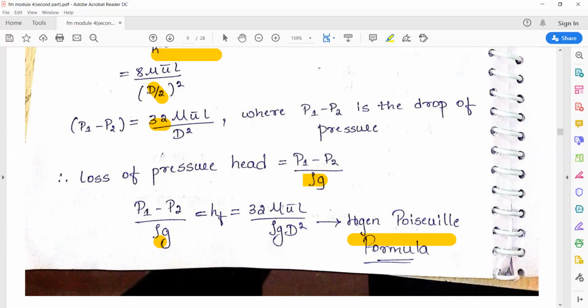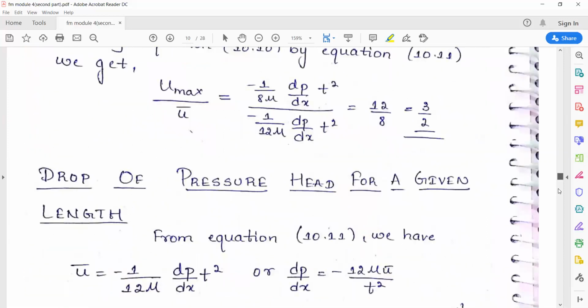By making use of this velocity distribution equation, shear stress distribution equation, the ratio of maximum velocity to average velocity, and the pressure head, so the pressure distribution, we can solve some numericals. Okay, we can discuss some numericals.